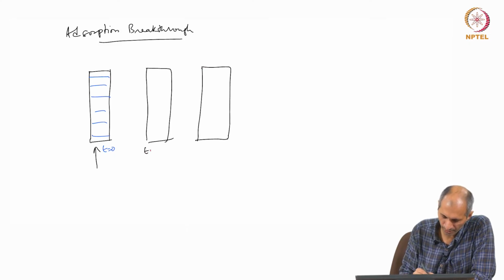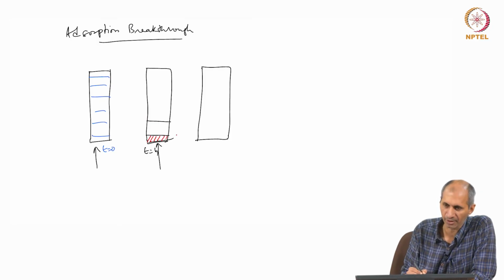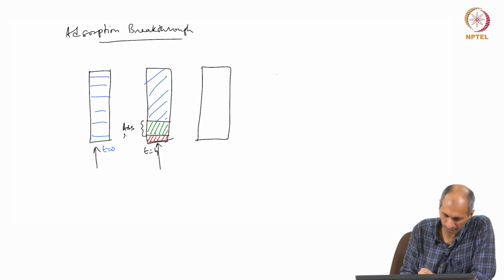At time t equals to say T1, some adsorption has already taken place. What you would find is there is this zone which is saturated, completely exhausted, but there is this zone in which adsorption is happening and there is a zone which is still clear. This zone is called the adsorption zone or the mass transfer zone.